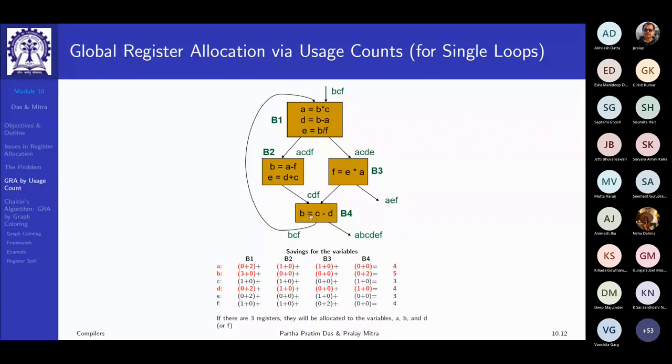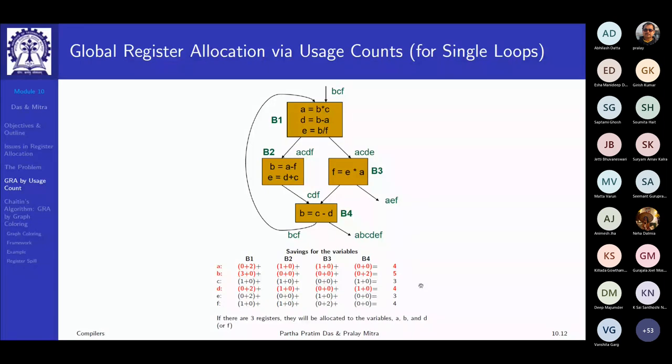In B4, just see the contrast here from B2 to B4. In B4 also B is defined, in B2 also B is defined. But in B4, it is live on exit. So I will gain 2 units if I keep it in a register. So the live and computed is true and I get 2 units here, whereas I don't get that in B2. And if I add up, I get the total savings of 5. Right. So we have to keep doing this.